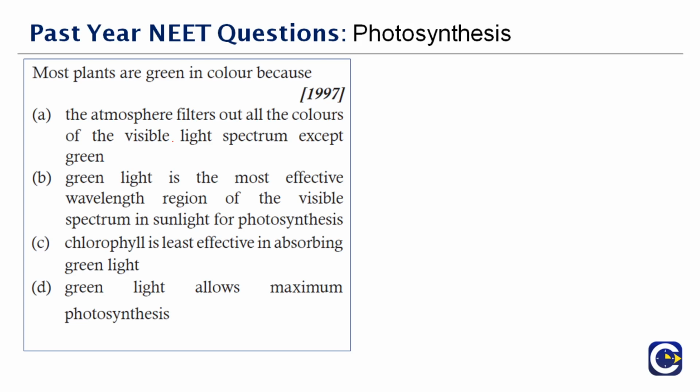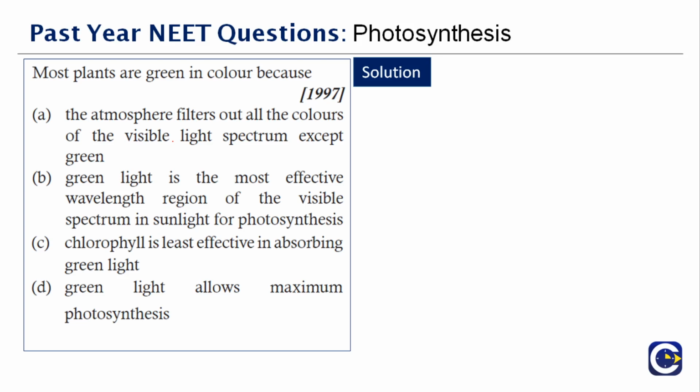Most plants are green color because... Wow, this is a very easy question for you to answer, right? Why do plants appear green? It's because of the pigment, right? So look at the first option here. The atmosphere filters out all the colors of visible light spectrum except green. That is not the answer, because the atmosphere doesn't have the capacity to do that. Second thing, green light is the most effective wavelength region. No, the second one is also wrong. Third option, chlorophyll is least effective in absorbing green light.